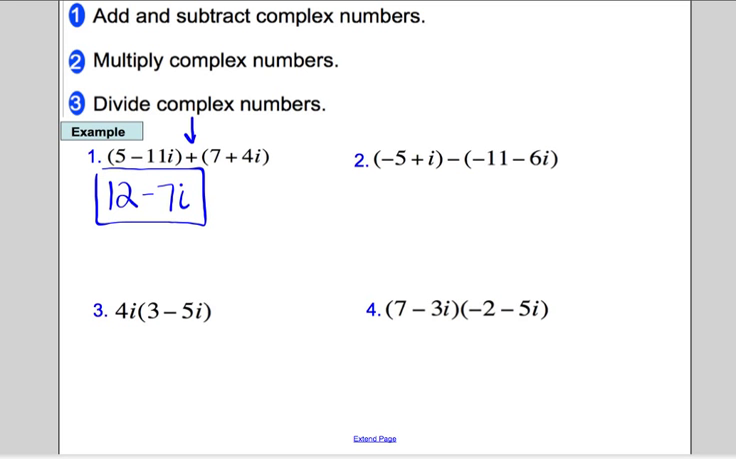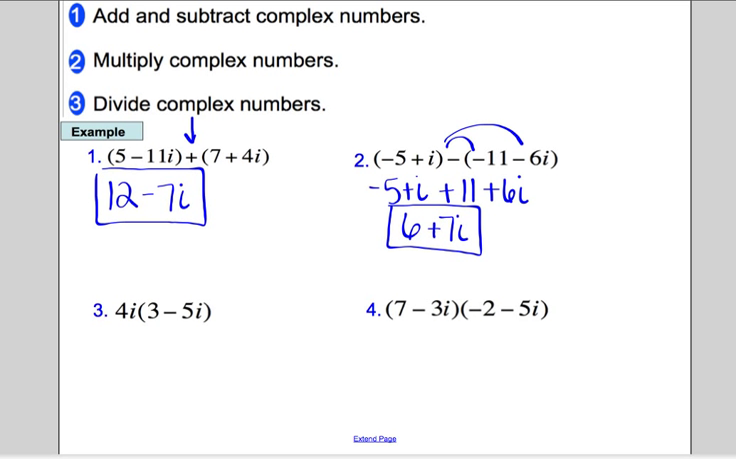Moving on to number 2, we're subtracting. Now, we want to remember that we're going to distribute the negative sign. So we're going to have -5 plus i plus 11 plus 6i. And now it's a question just like the previous one. So go ahead and take a second and combine like terms. Hopefully you came up with 6 plus 7i.